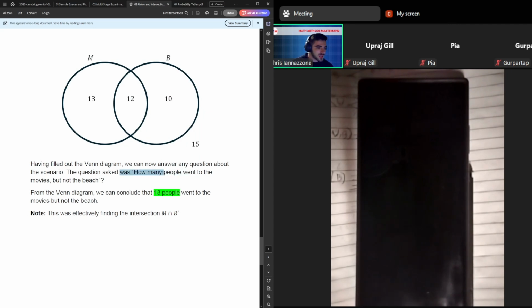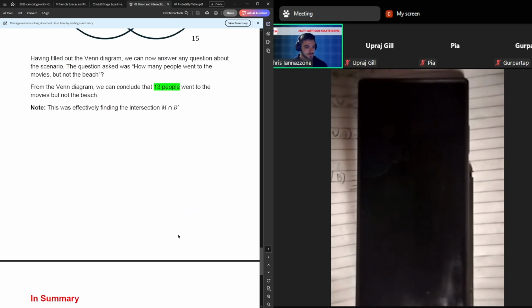In this case, it was how many went to the movies but not the beach. That will be this spot here, because it's everything that's included in movies, but it's outside of this circle that is considered beach. So it's going to be 13. Specifically, that is the intersection M, not B. So, movies, not beach.